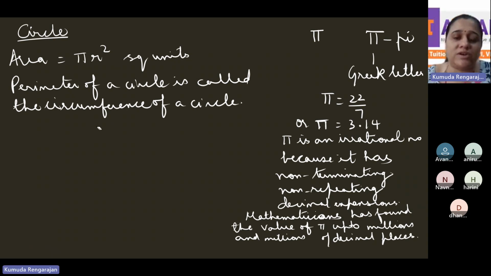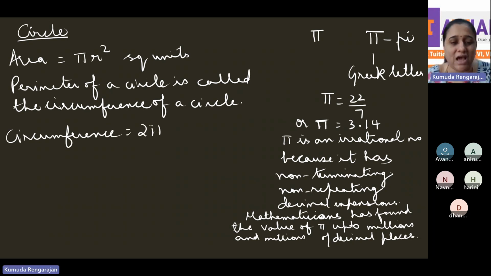Now we say perimeter of a triangle, perimeter of a rectangle. So like that, the perimeter of the circle is also the circumference of the circle. So the formula to find the perimeter or circumference is equal to 2 pi r.